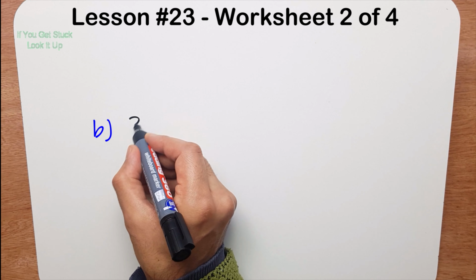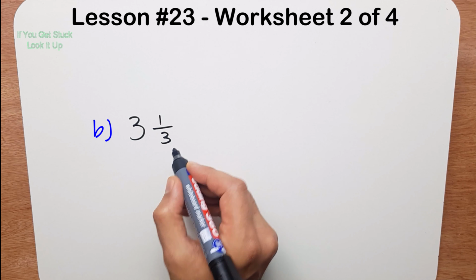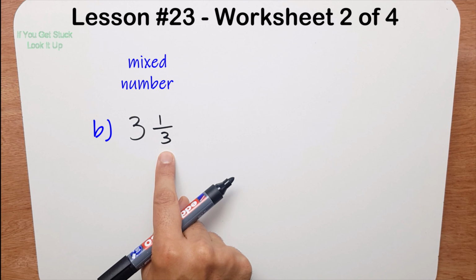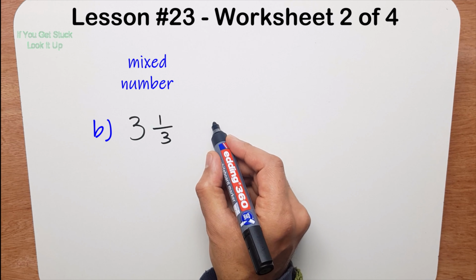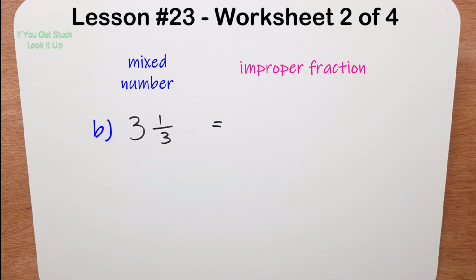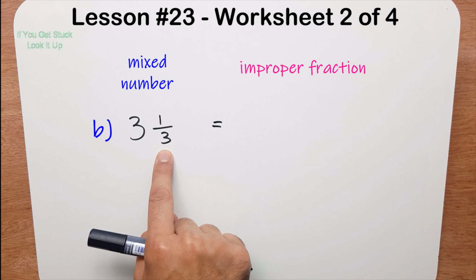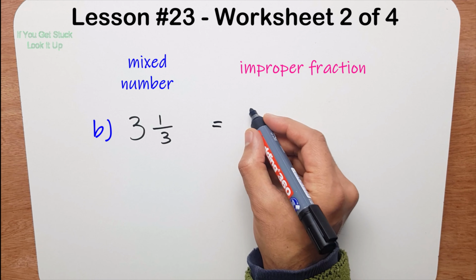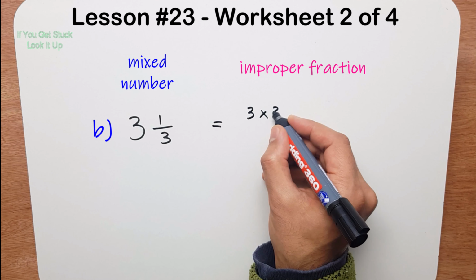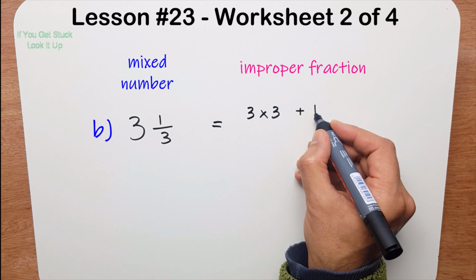The next question is 3 1/3. This is a mixed number because it's got a whole part and a fraction part, and we need to turn it into an improper fraction. Now, to turn a mixed number into an improper fraction, it's not difficult. It's the big number times the bottom number, 3 times 3, plus the top number, plus 1.